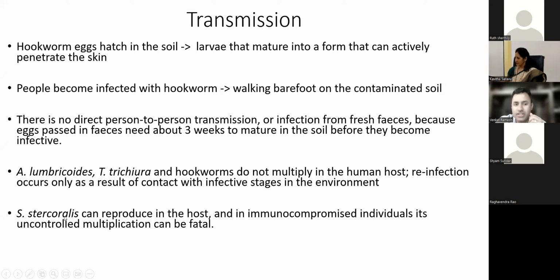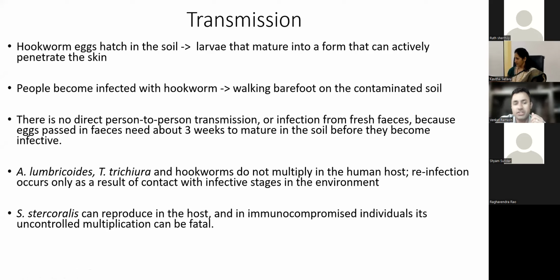Only Strongyloides multiplies in the host. The others, Ascaris, Trichuris, and hookworms, do not multiply. Reinfection occurs only as a result of contact with infective stages in the environment. Strongyloides, very important point to remember, is that in immunocompromised hosts, its uncontrolled multiplication can be fatal. So that is something to remember. And I'll just very quickly run through the diagrams.